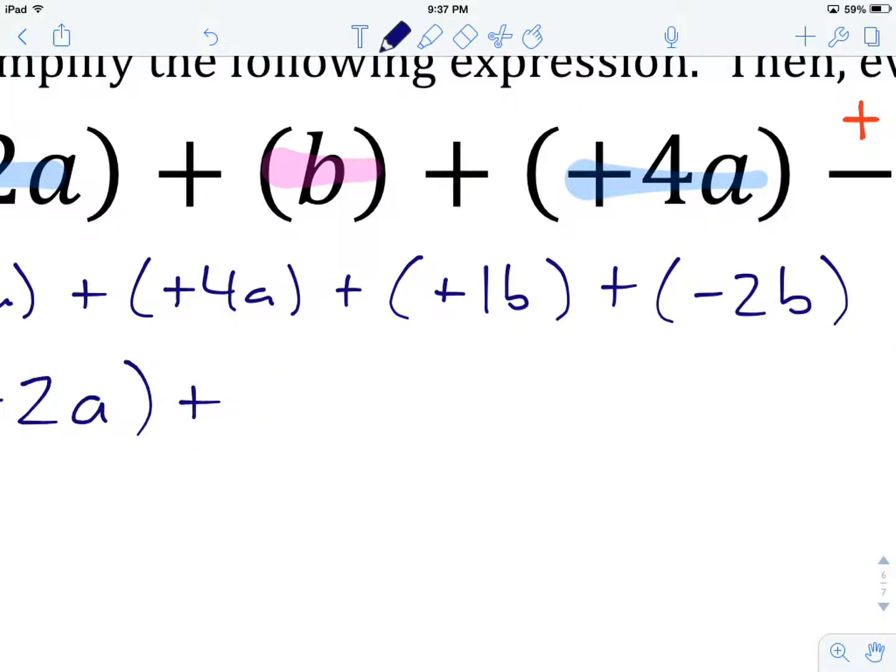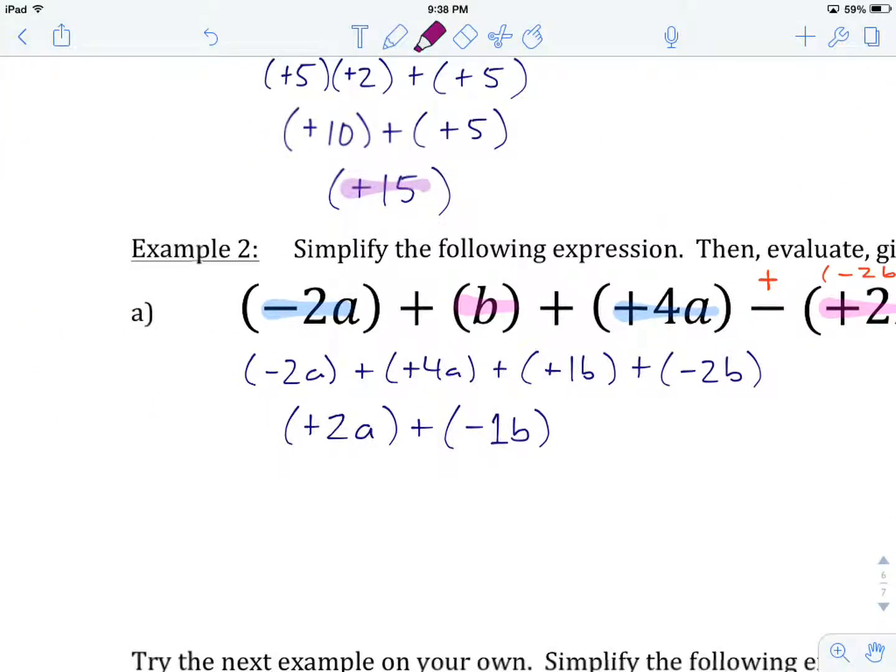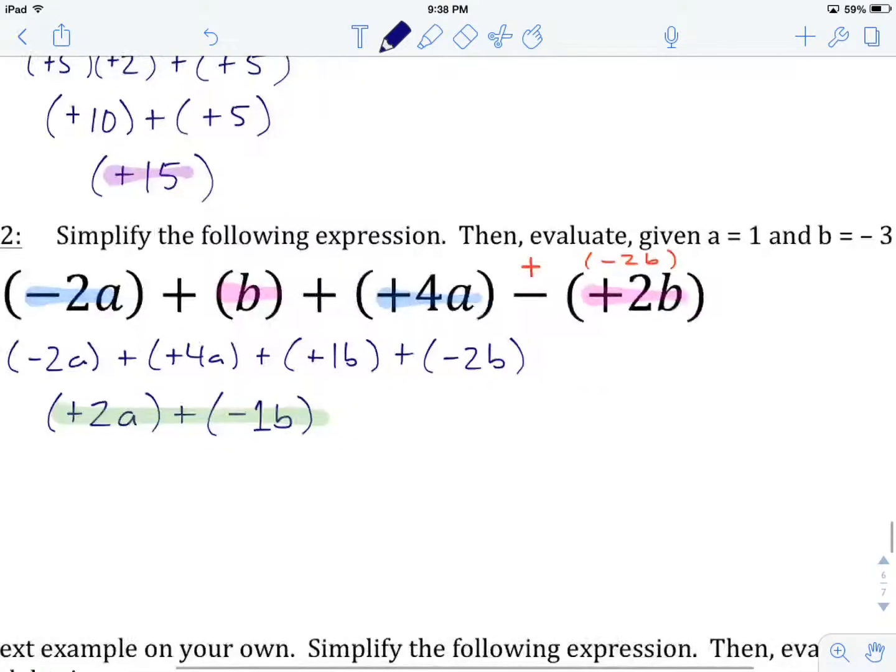Plus, and now we're going to combine the last two terms that are alike, a positive 1b plus negative 2b. Signs are different. So the larger of the two is negative, so that's going to be the sign of our result. And the difference between 2 and 1 is also 1, and there is our b. So that is our simplified answer. Now from here, we are going to substitute in and evaluate. So let's do that step next.